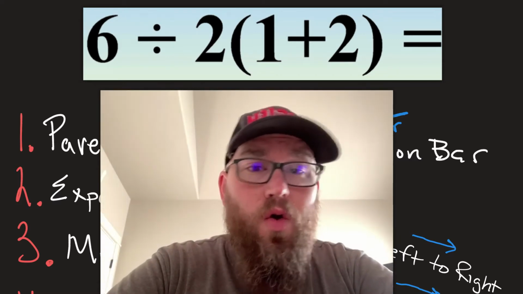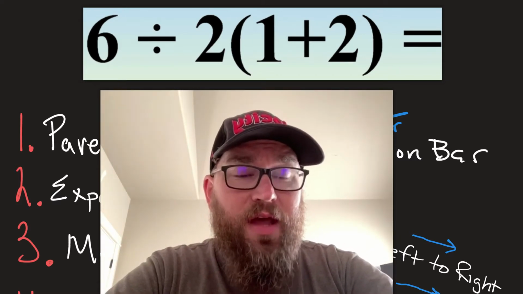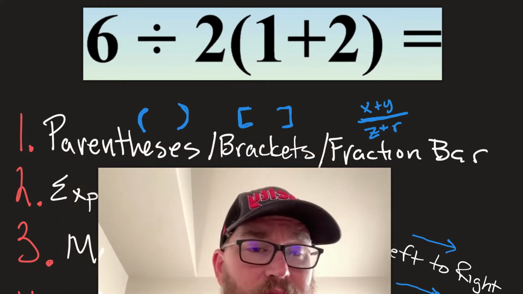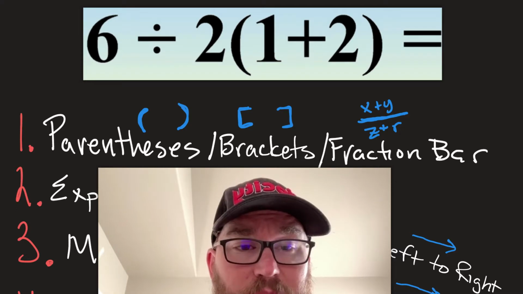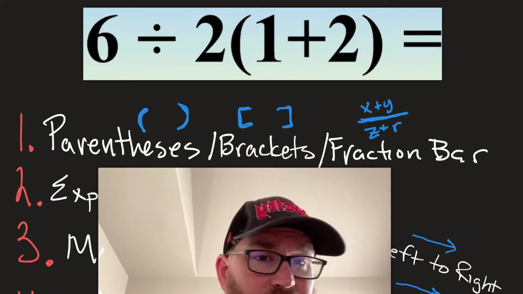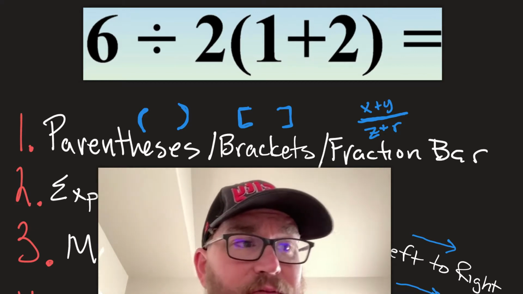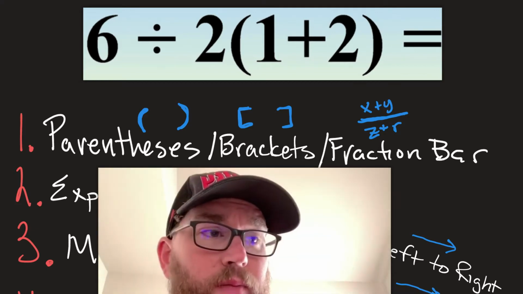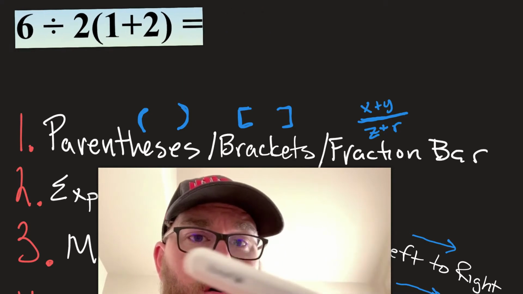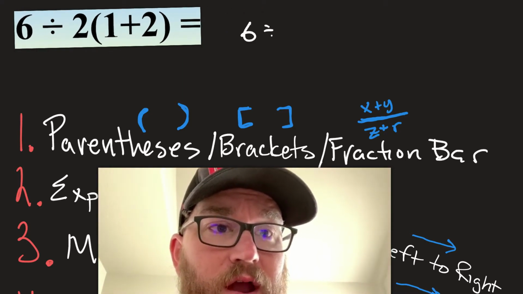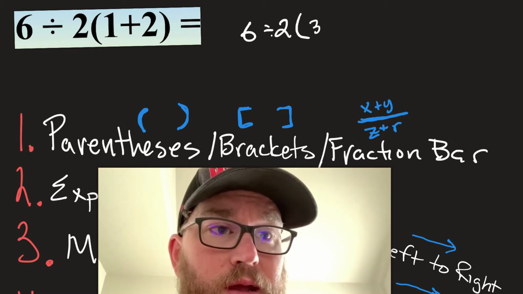In order of operations, there is a set of steps. The first step is parentheses, brackets, fraction bar, but usually just referred to as P for parentheses. Anything like those is the first thing that you do. Almost everybody that worked on this problem knew enough to say, all right, I have to do parentheses first, so it's going to be 6 divided by 2 times 3, like that.